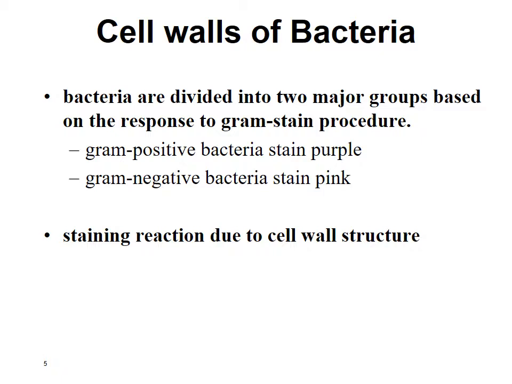Now, Hans Christian Gram devised his technique not for the purpose of distinguishing one type of bacterium from another, but to make bacteria more visible in stained sections of lung tissue. He published this method in 1884 and included in his short report the observation that the typhus bacillus that he was studying did not retain the stain. The staining reaction is due to differences in the cell wall structure between these two groups of bacteria. But these structural differences did not actually become clear until the advent of the transmission electron microscope many years later.